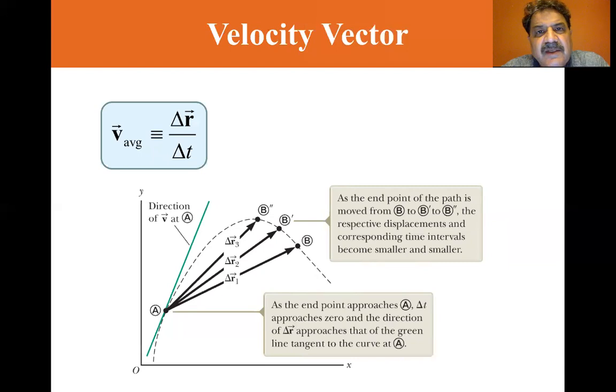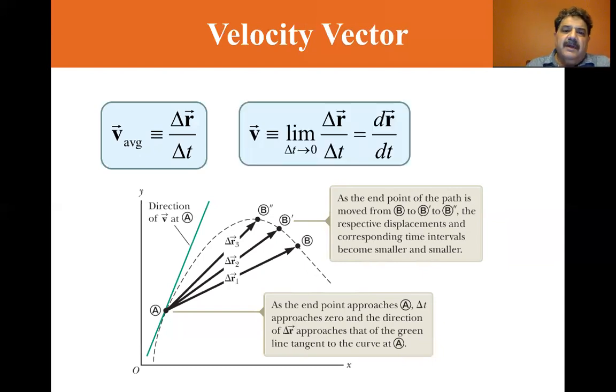The instantaneous velocity, v, is defined as the limit of average velocity, delta r over delta t, as delta t approaches zero. So the instantaneous velocity, not average velocity, is the limit as delta t approaches zero of delta r over delta t. In calculus notation, it's dr dt. This is a calculus-based physics course, so you have to know this nomenclature, dr dt.